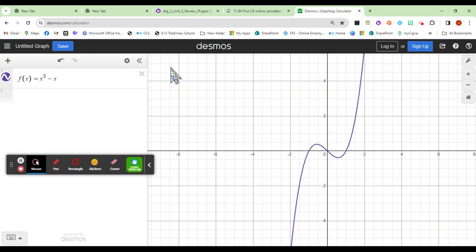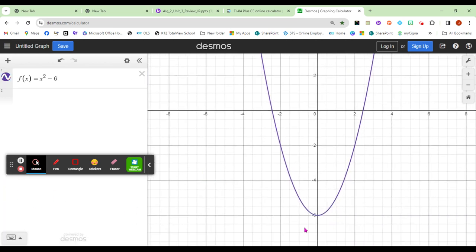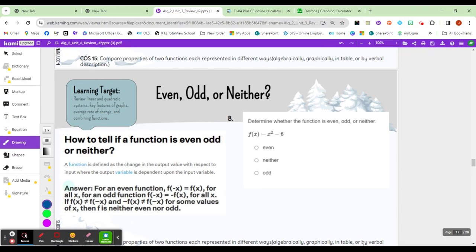x squared minus 6. Let's look at this in Desmos. This is a quadratic function. It's the graph of a parabola. The y-axis splits the graph into two equal pieces. It's the same on the left as it is on the right. So it has y-axis symmetry. So this equation would be even.